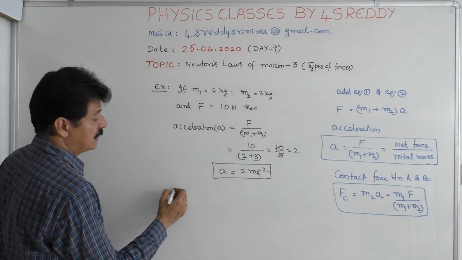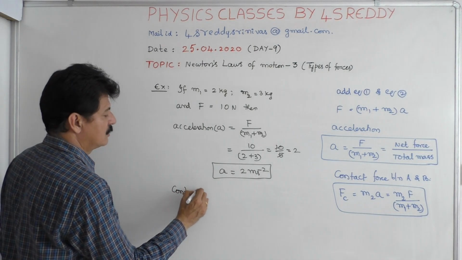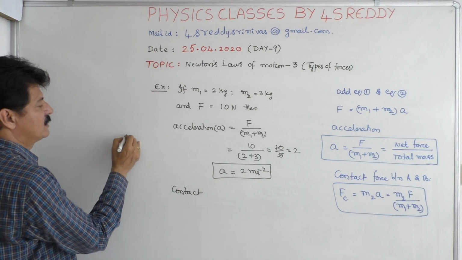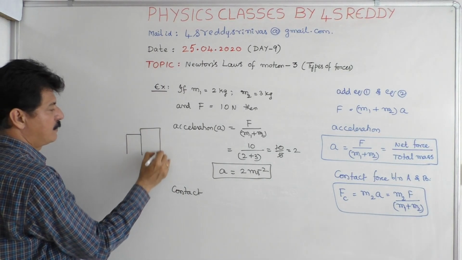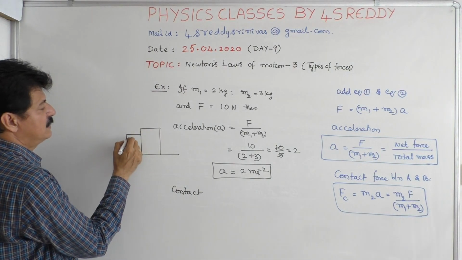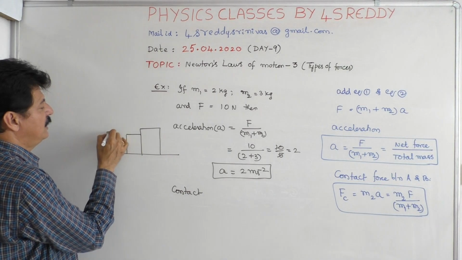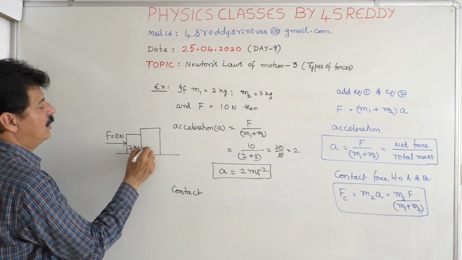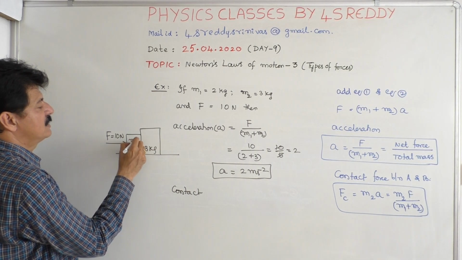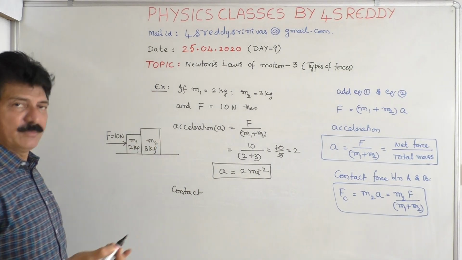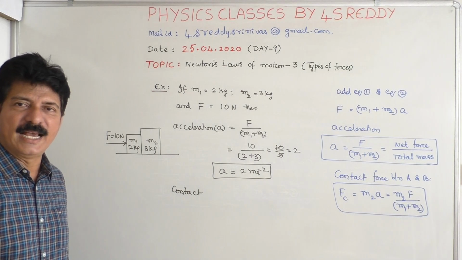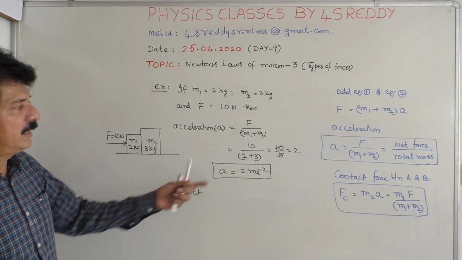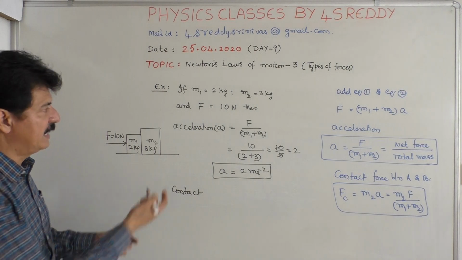And the contact force, suppose you are given like this. 10 Newton is applied on this, and this is a 2 kg block, and this is a 3 kg block. This is M1, and this is M2 if I am assuming in the diagram. Then what are you going to get? A is equal to F by M1 plus M2. Straight away you can get it.